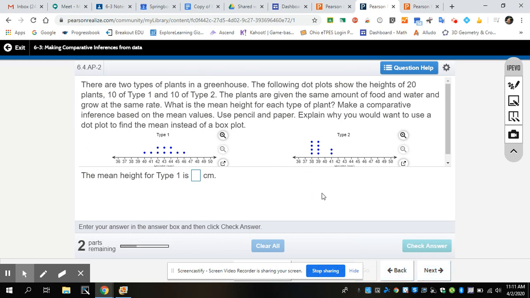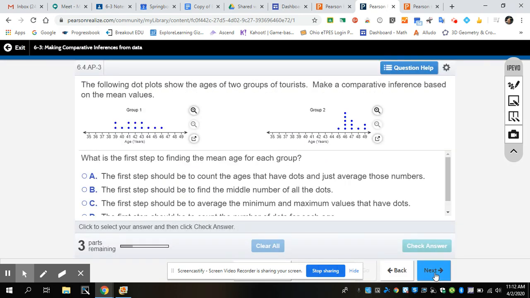Why would you want to use a dot plot instead of a box and whisker? Well, because the dot plots give you individual data. Remember how this gives you individual data, so you can see how each individual fits with the group, whereas the box and whisker tells us just different quartiles. So it says a fourth of the data is here, a fourth of the data is here, a fourth of the data is here, but you don't really see how they all fit together. So this just gives you more individualized data within the group. So that's why you would want to use it there.